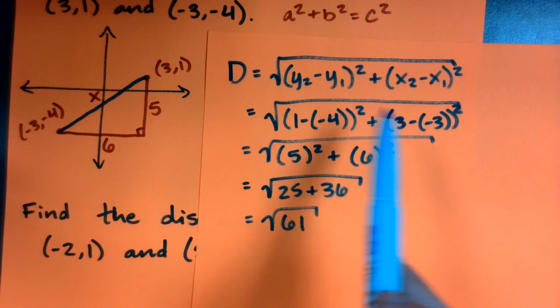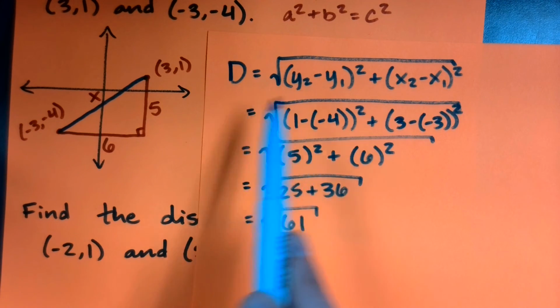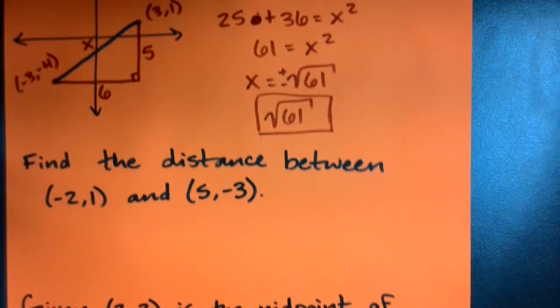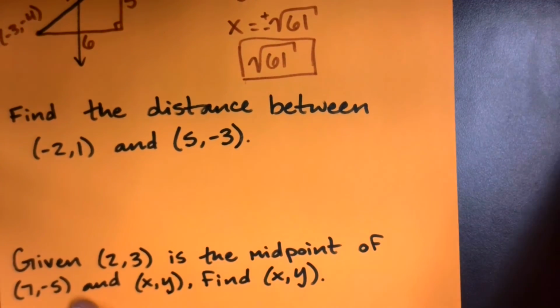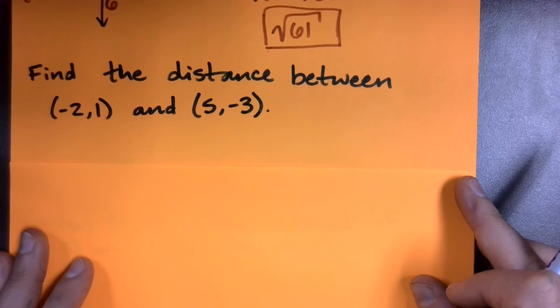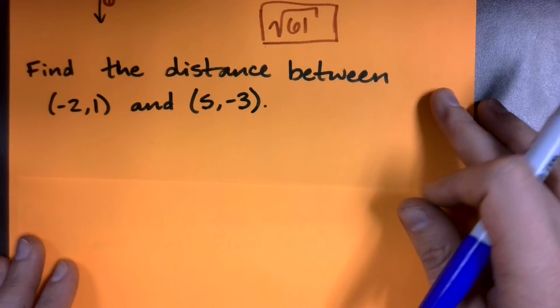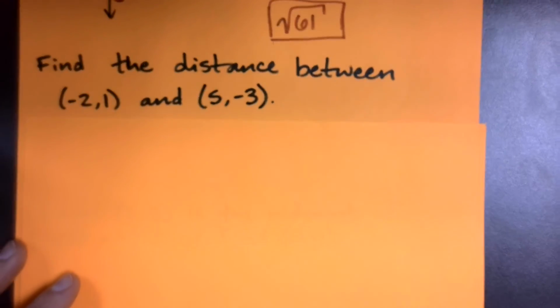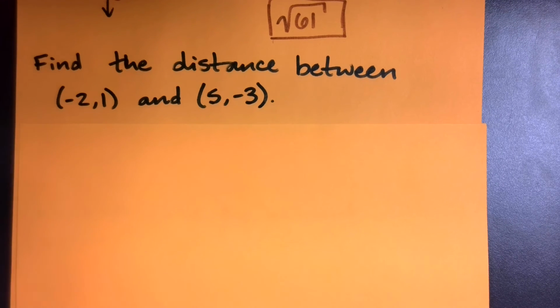I will say if you're planning on using the distance formula, I won't be giving that to you on a quiz or a test. So if you're using the distance formula, you will have to know it by heart. Okay. Let's go ahead and try this one on your own. So you're finding the distance between negative 2, 1 and 5, negative 3. And we'll do the same at the end. You can just leave it in radical form.